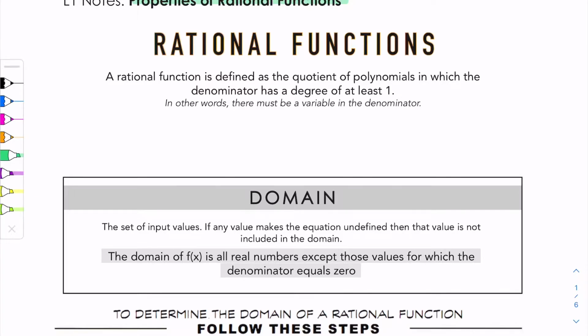But to start off with, we just need to review what a rational function is. A rational function is defined as the quotient of polynomials in which the denominator has a degree of at least 1. So that means you have a polynomial in both the numerator and the denominator.